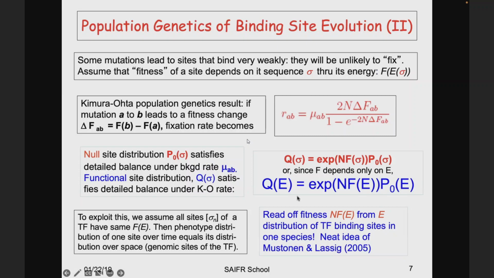Following this idea up, you conclude the following. If you look at the distribution, the energy histogram of all of the possible binding sites of this transcription factor in the species that you're looking at, there's a base distribution, which is basically what you would see if the genome was totally random. That is, if the genome was simply choices of A, C, G, T at each location that are independent of one another and subject to the overall usage.